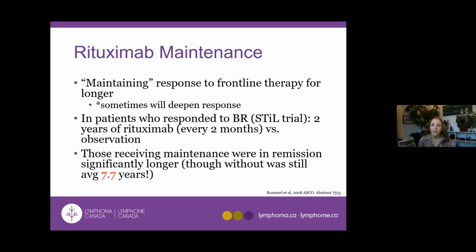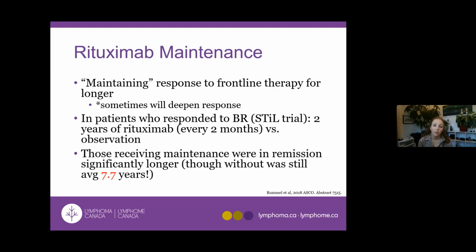So when we talk about maintenance, there's what I call the workhorse period at the beginning, where people are getting a combination of chemotherapy and rituximab, or they're getting rituximab weekly. That's the buildup initially to debulk the lymphoma. So lots of therapy all at once. And then once we get rid of as many lymphoma cells as we can, we want to maintain their response.